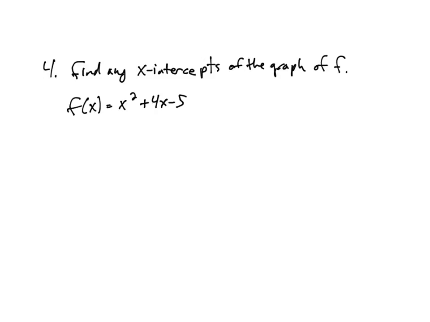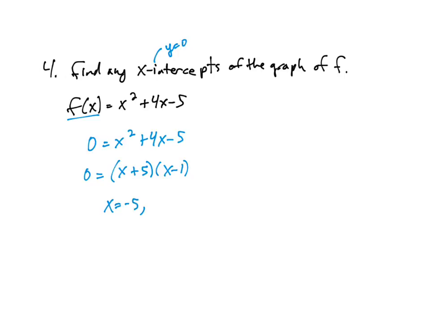Part 4 says to find any x-intercepts of the graph of f. The x-intercepts occur when y is equal to 0. So we say 0 equals x squared plus 4x minus 5. This is again a factoring question: x plus 5, x minus 1. So x equals negative 5, x equals 1. The x-intercepts, written as ordered pairs, are negative 5, 0, and 1, 0.